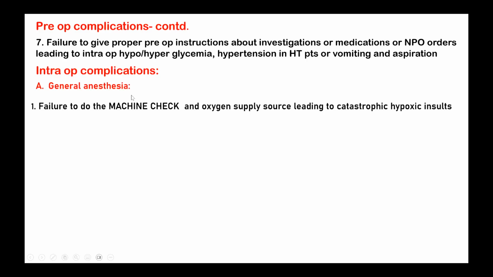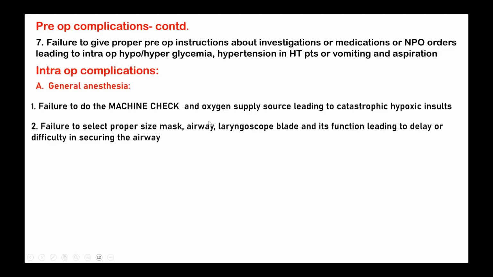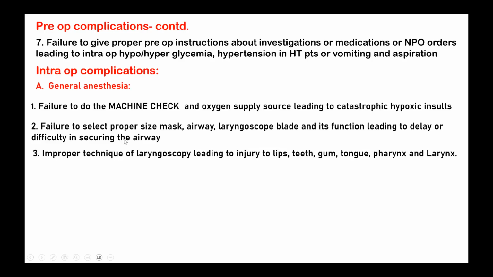So, failure to do a proper machine check. This is the most important thing which has to be done every day and before every case, so that you don't land up in trouble, especially hypoxic insults produced by not noticing the oxygen supply. Failure to select the proper size mask, airway, laryngoscope blade. If you are planning to do an intubation, all these accessories should be correctly checked, so that you have a correctly fitting face mask, especially when you are doing a pediatric case. Having a size 3 mask for a 1-year-old baby, you will end up with a lot of problems of not being able to ventilate properly. So that is the second important thing.